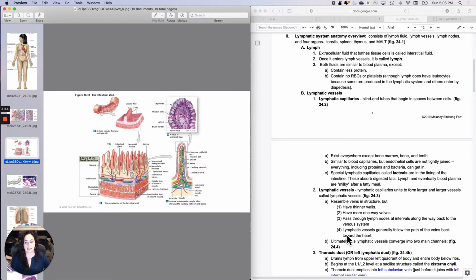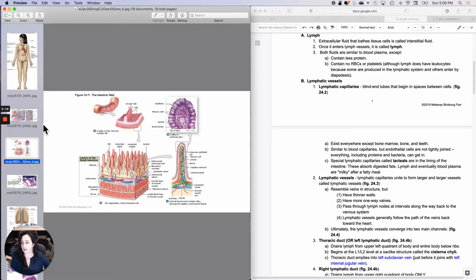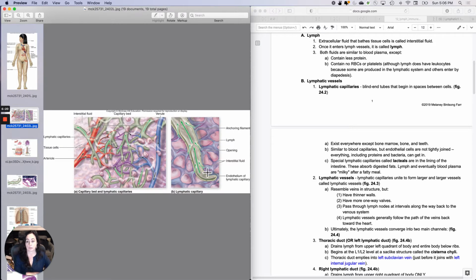Okay, now let's go bigger than the capillaries. So these are microscopic, just like blood capillaries are microscopic. It's just that they're blind end and they're open, okay? They're really, really likely to pick stuff up. So those you won't see with the naked eye. But then what will you see with the naked eye?